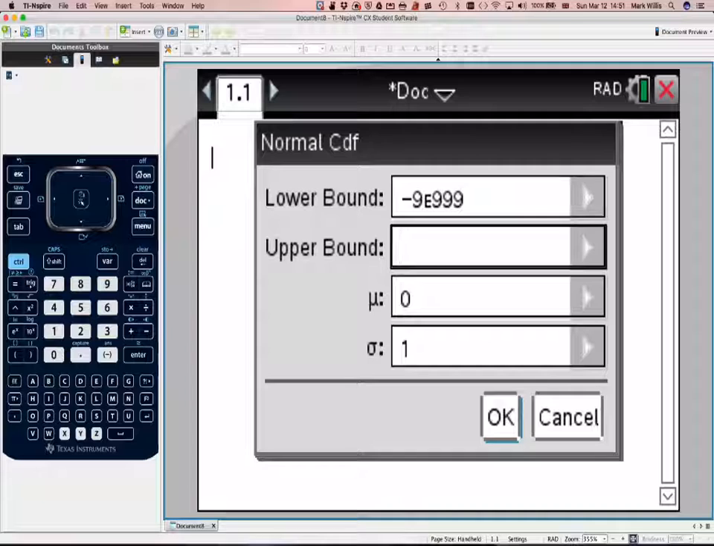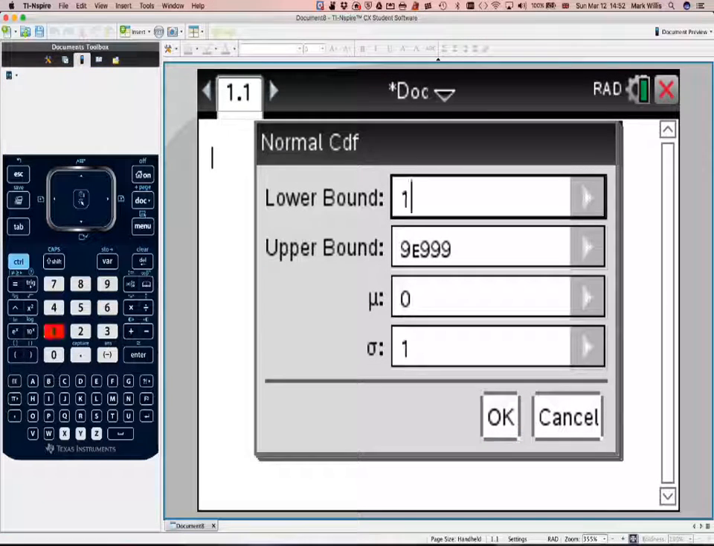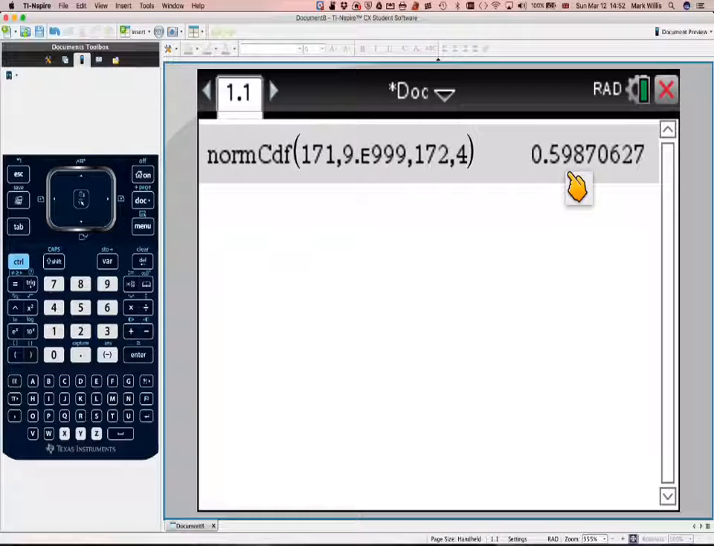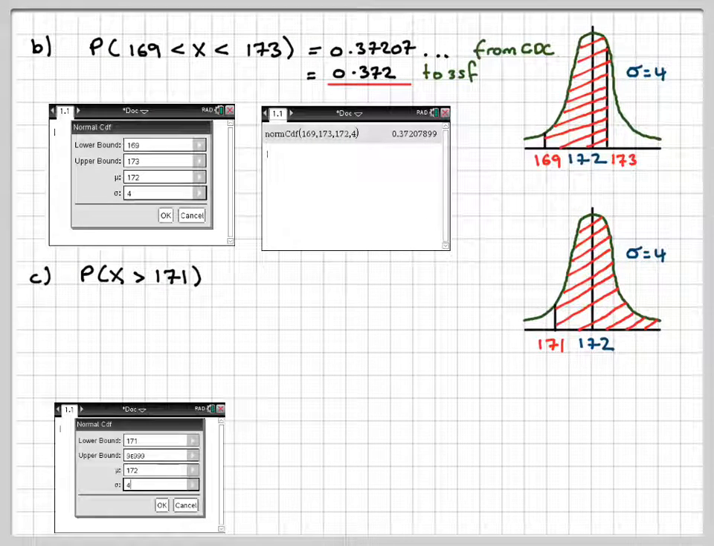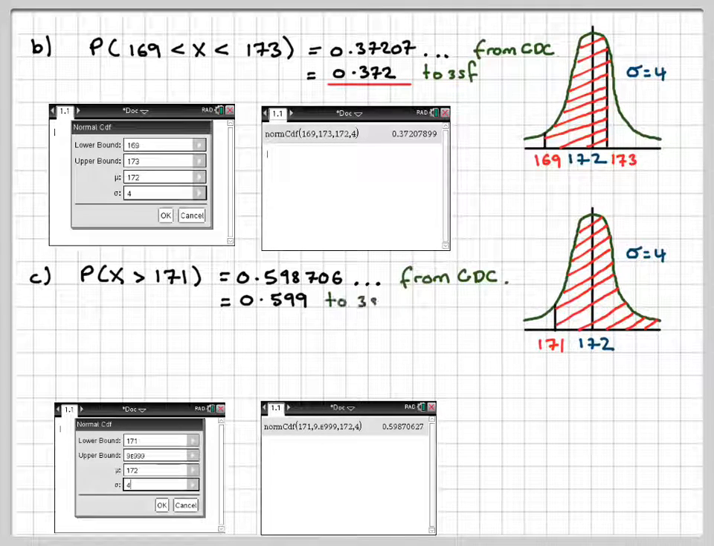Right, so I want the top bound to be 9. Now E is this button over here on the GDC, and put in 999. Okay, we need to change this one to 171, and we get the mean to be 172 and the standard deviation to be 4. Press OK and we get an answer of 0.598706. There's a screenshot. Okay, and then round off, that 7 will make that 8 a 9, so we get 0.599.